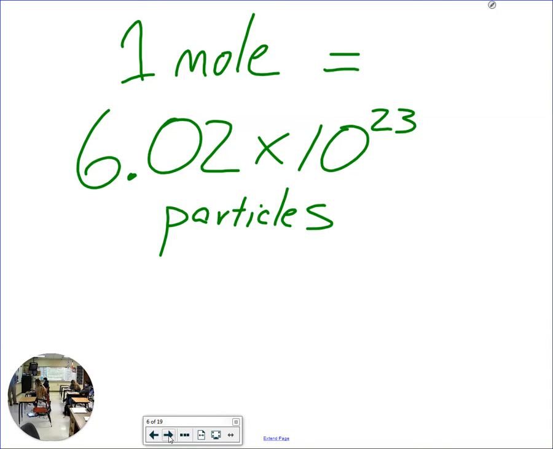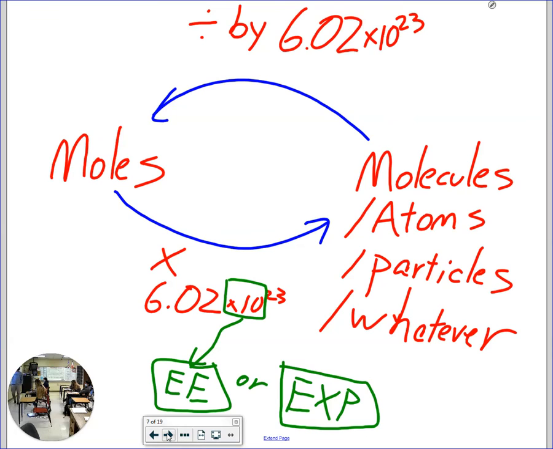And so just like what we had with our molar mass, if you're converting something from moles to molecules or atoms or particles or whatever, if you're going from moles to particles, you multiply by 6 times 10 to the 23rd. If you're going from particles back to moles, you divide by 6 times 10 to the 23rd. I have 2 moles of paper clips, and I want to know how many paper clips that is. I just take 2 times 6.02 times 10 to the 23rd. And so I would have something like 1.2 times 10 to the 24th paper clips.